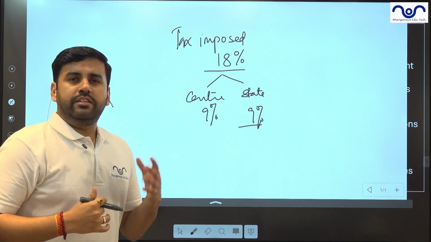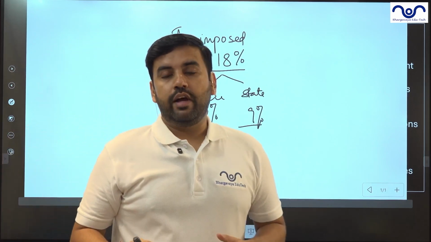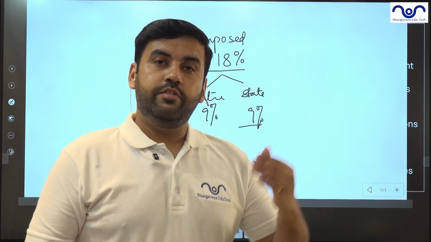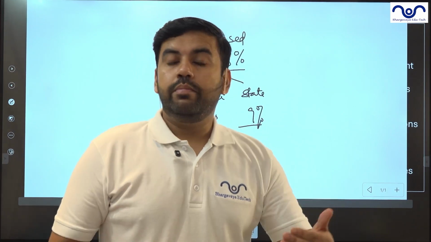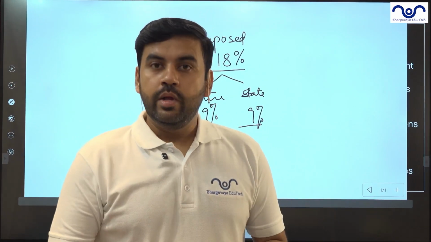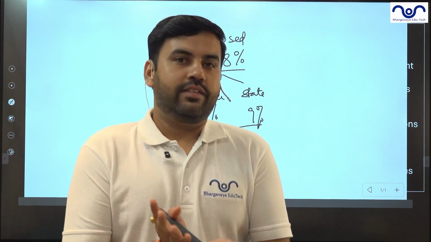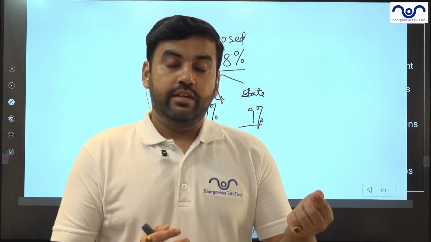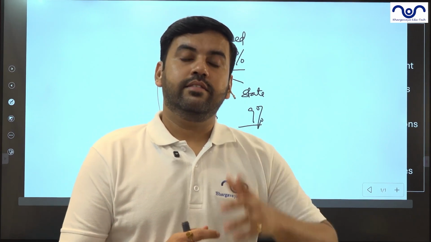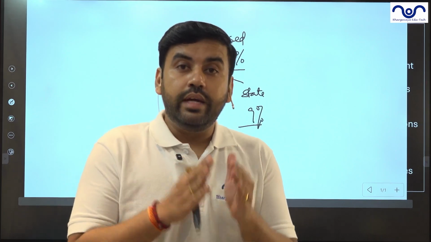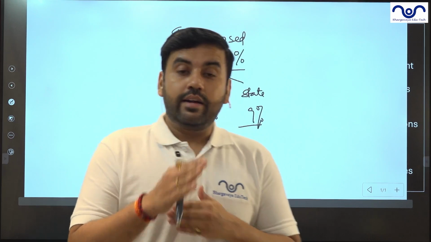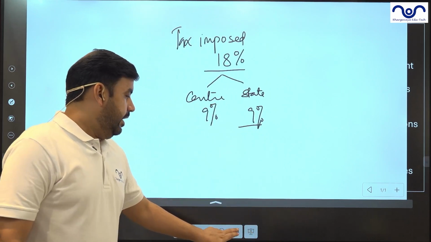Similarly, if the tax rate is 5%, 2.5, 2.5. If the tax rate is, let's say, 28%, 14 each, right? 14 to the center, 14 to the state. If it is 12%, 6 to the center, 6 to the state. This is known as a collective tax collection. Previously, central government taxed services and state governments could not tax services. Now, center and the state together are taxing the services in India.